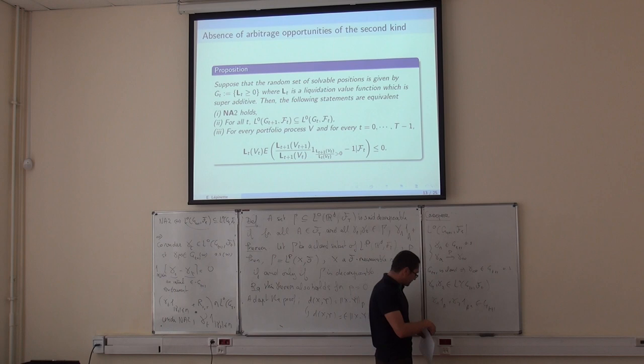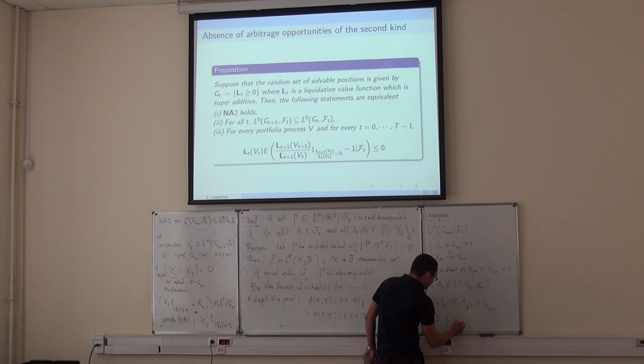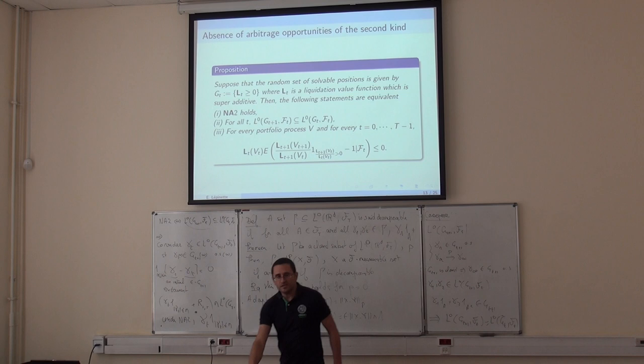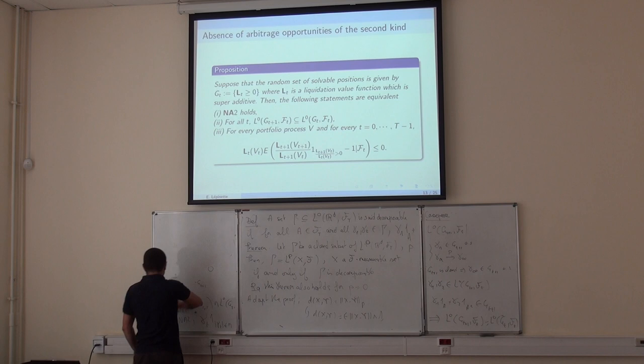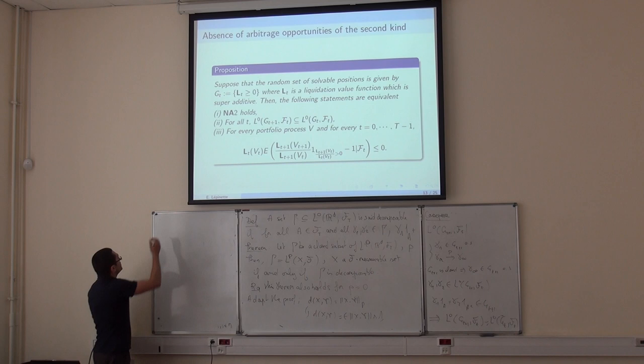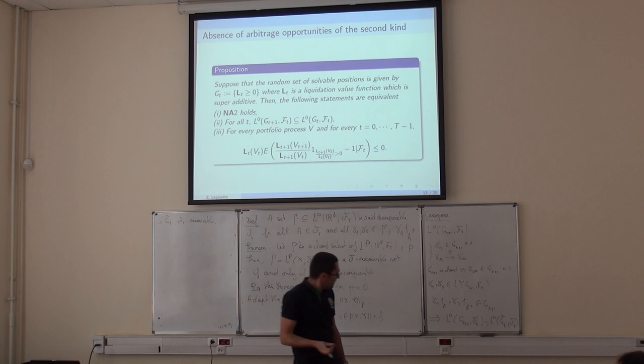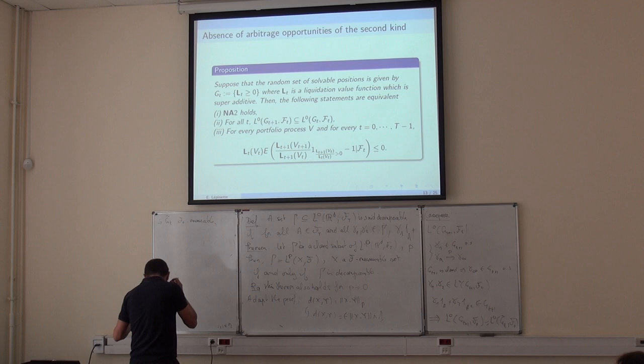The conclusion is that you can rewrite L0 of G_{t+1}, F_t in this form, L0 of some G tilde_t, F_t, where G tilde_t is an F_t measurable random set. Now we want to characterize G tilde_t.